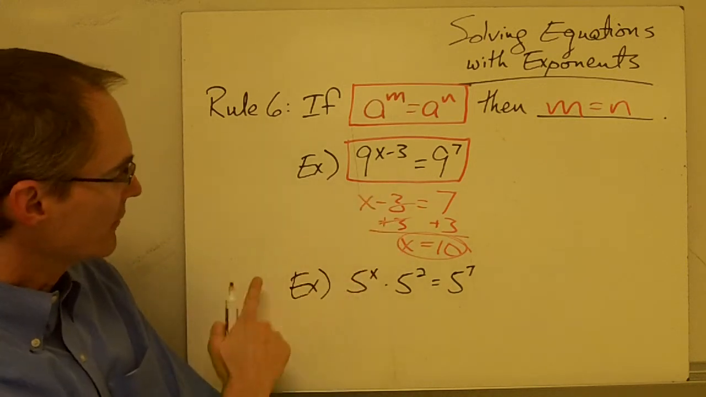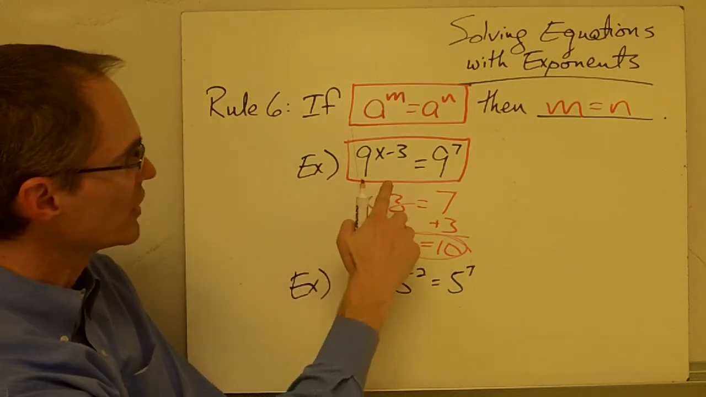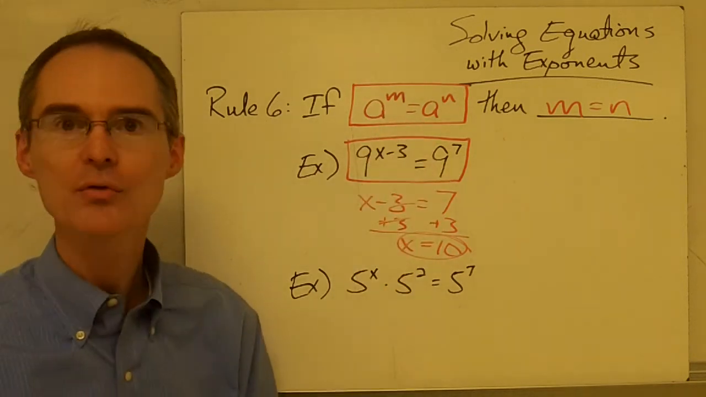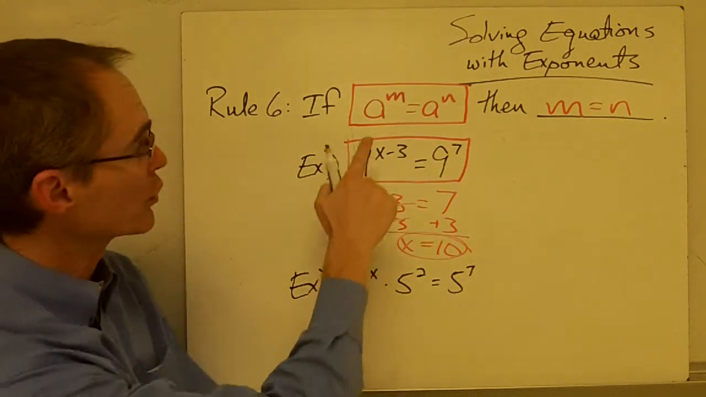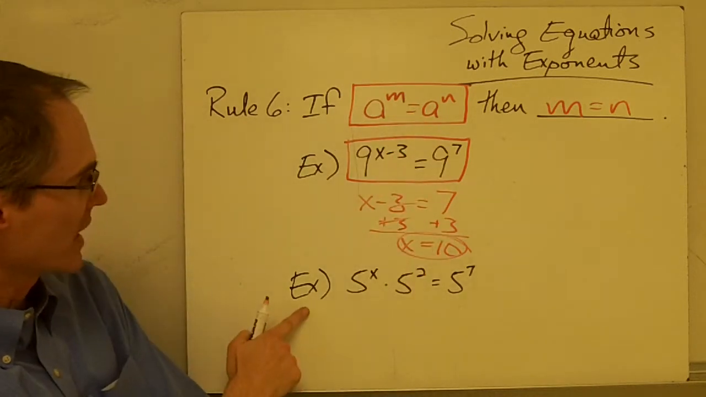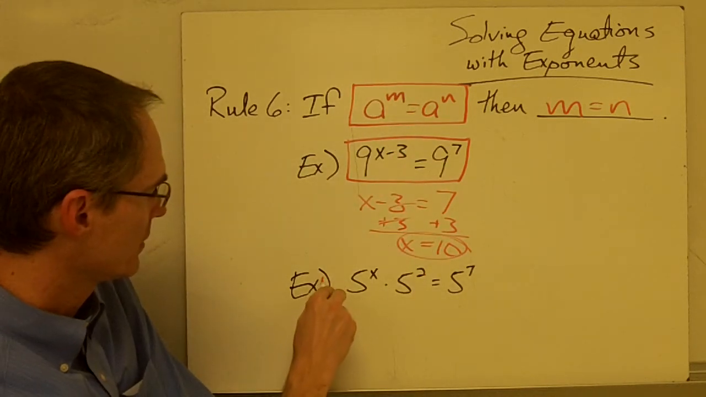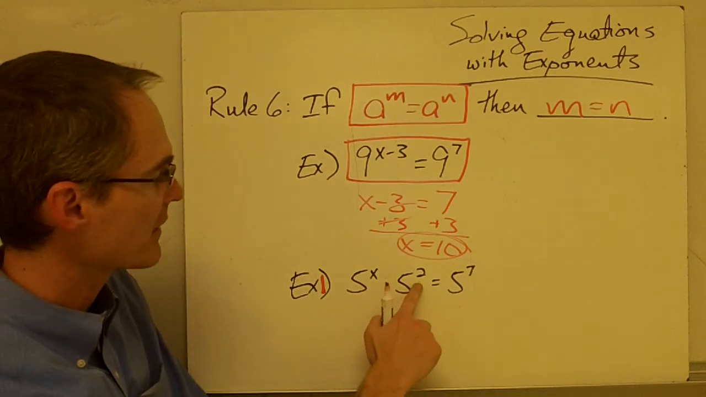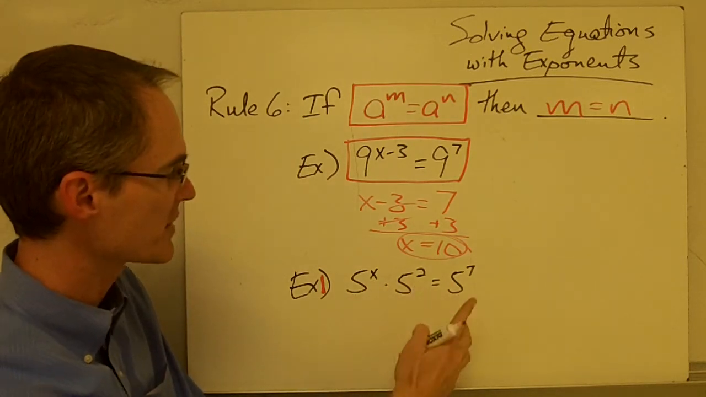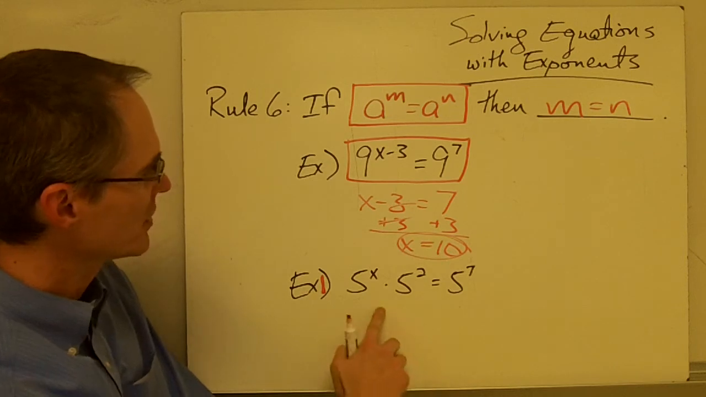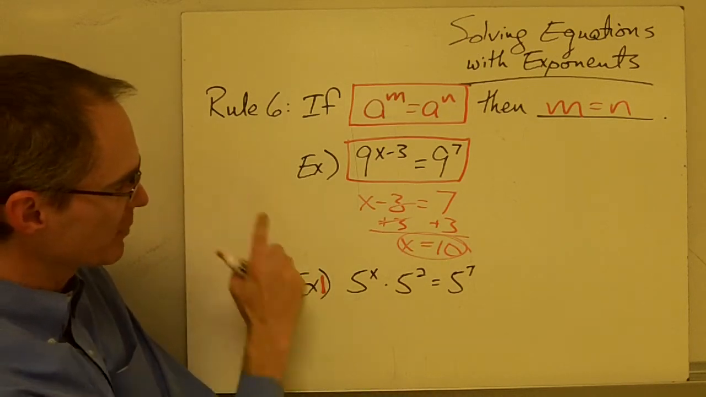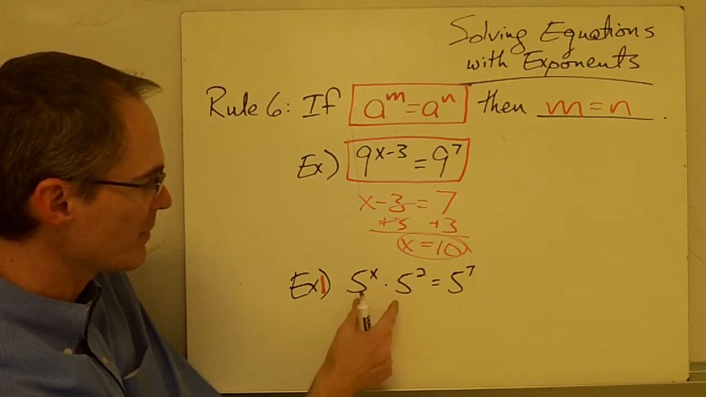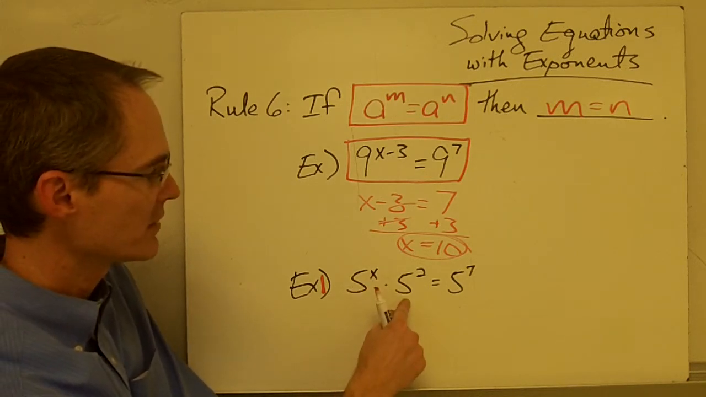Now, very often you have an equation in which you don't already have this situation right here, and you might have to do something to your equation in order to get it to look like this. For example, this example number 1 that you see in your notes, 5 to the power of x times 5 to the power of 2 equals 5 to the power of 7. That's almost like this previous example, except I don't have a single number raised to a power. I've got 5 to the x times 5 to the second power.